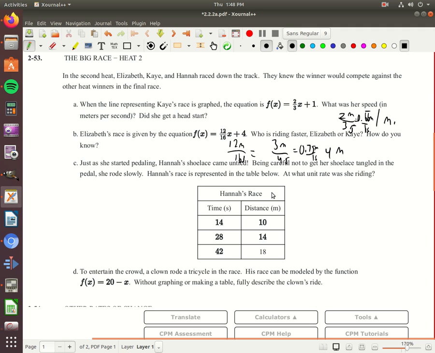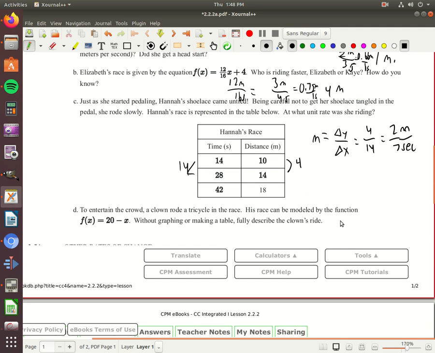Well, again, this is our y, so we can see our y changed by 4 every time her x changed by 14. So her slope is her change in y over her change in x. So it would be 4 over 14. Again, we can call that 2 over 7. So 2 meters every 7 seconds. So not very quick.